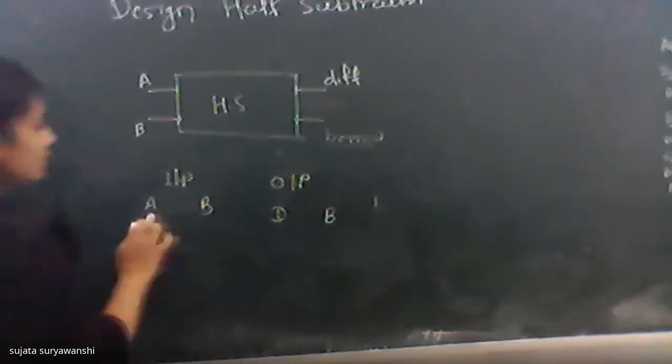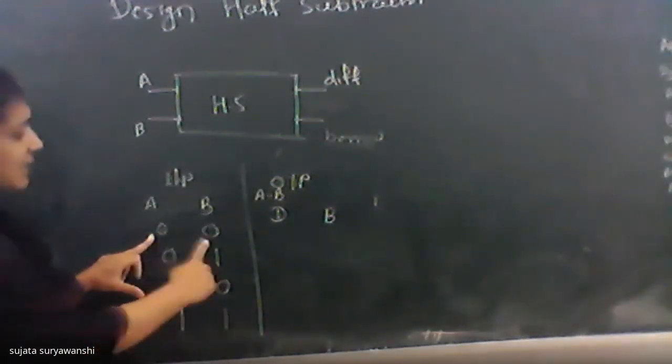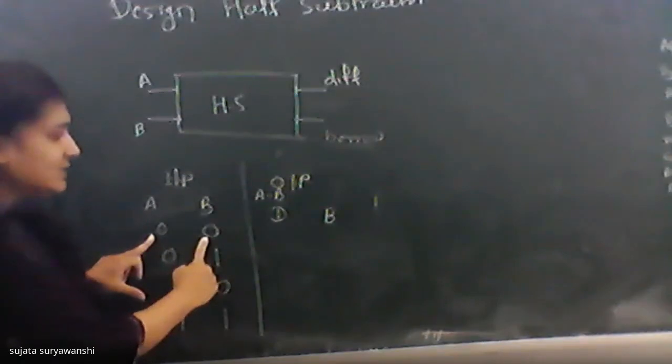Okay, so two input bits are there. So you have to write down four combinations for two inputs. Initially 0, 0, then 0, 1, 1, 0, and then 1, 1. Okay, you can write down in any sequence. After this, difference is A minus B. You have to perform this A minus B and write down the output here for the difference and for the borrow. Means the first combination is A minus B, that is 0 minus 0.